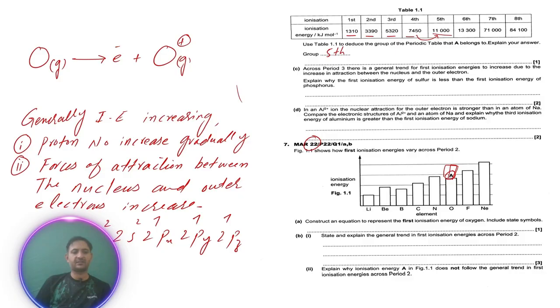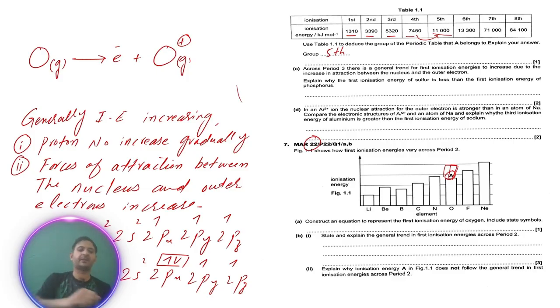And what about this oxygen? Here we have 8: 1s2, 2s2, 2px, 2py, and 2pz. Here you can say 1, 1, 1, and here I will have this 2. So this inner pair electron repulsion, you can notice, is the reason in A. There is inner pair electron repulsion. That is why A has lower ionization energy as compared to nitrogen.